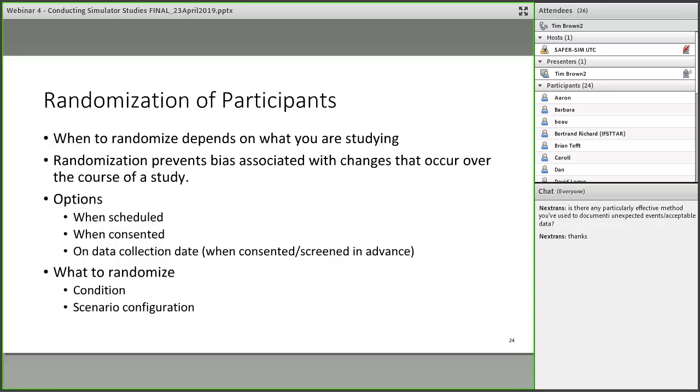The other thing to keep in mind is you also may have to randomize not just the conditions that they're in, but you may have to randomize on scenario configuration. This can vary if I've got someone who has a multi-visit study and they've got to come in 3 different times for 3 different exposures to things. I've got scenarios that are slightly different but contain the same elements. And I may want to randomize which one they get each visit in addition to randomizing which condition.